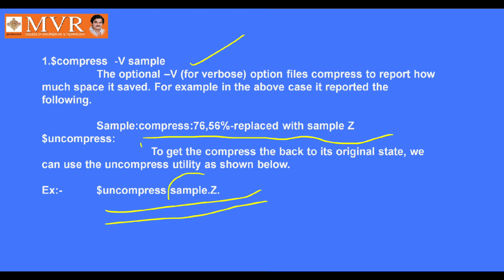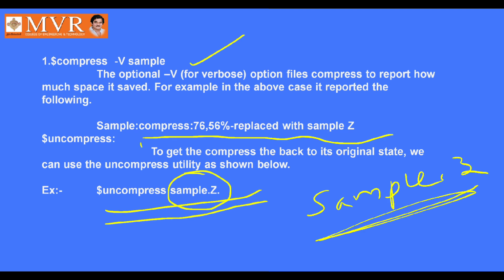The uncompress command should be used with the .z file. So the normal file is sample, and you have compressed this sample file with the compress command. Now it is sample.z, and if you want the original file back, you need to use uncompress sample.z. Then the sample.z file will be deleted from the directory and the normal sample file will be stored again. That is the thing you need to remember.